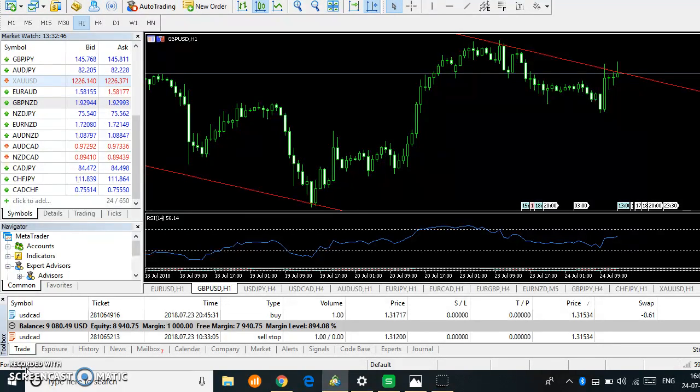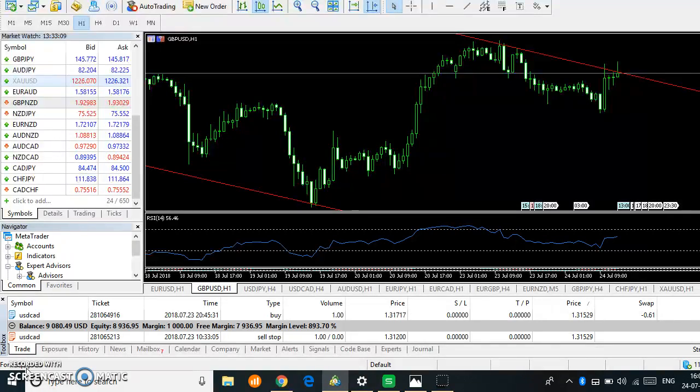Today we are going to learn about indicators, and the first indicator that we are going to discuss is the RSI, or the Relative Strength Index. Now what is RSI? The Relative Strength Index indicator was developed by J. Willis Wilder. It is a momentum oscillator which measures the speed and change of price movements.